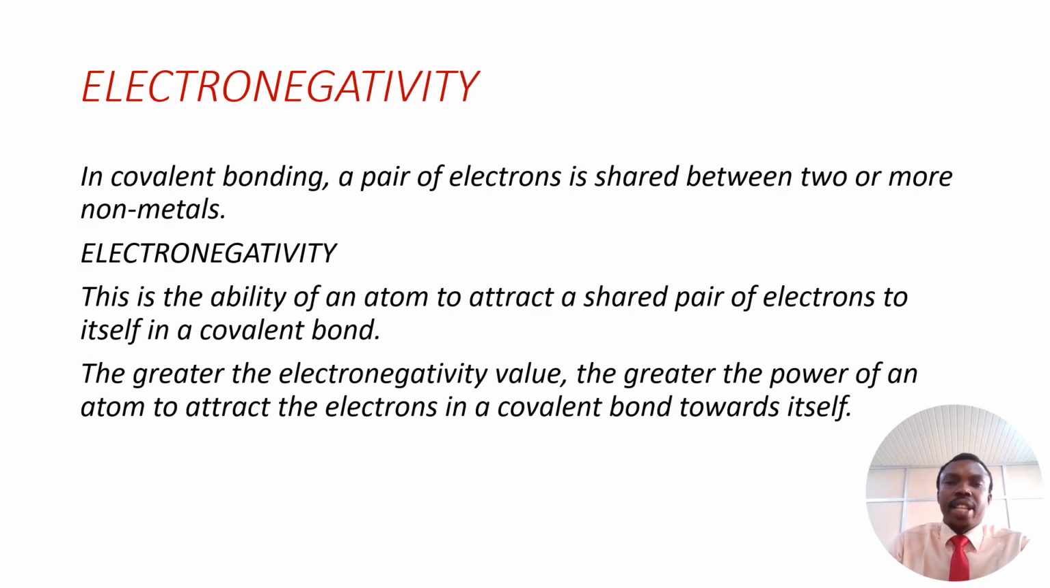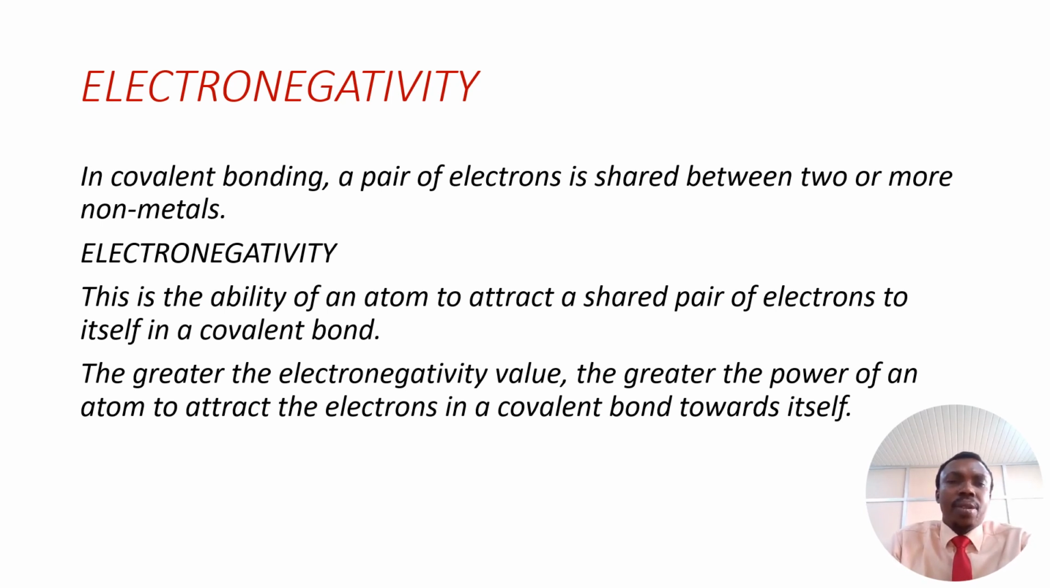So from our previous lecture, we've covered bonding. I believe we must have done bonding, and we're looking at covalent bonding. In covalent bonding, it involved the sharing of electrons between two or more non-metals. I told you that the essence of bonding is for each of the atoms to attain its noble gas configuration. So in covalent bonding, a pair of electrons is shared between two or more non-metals.